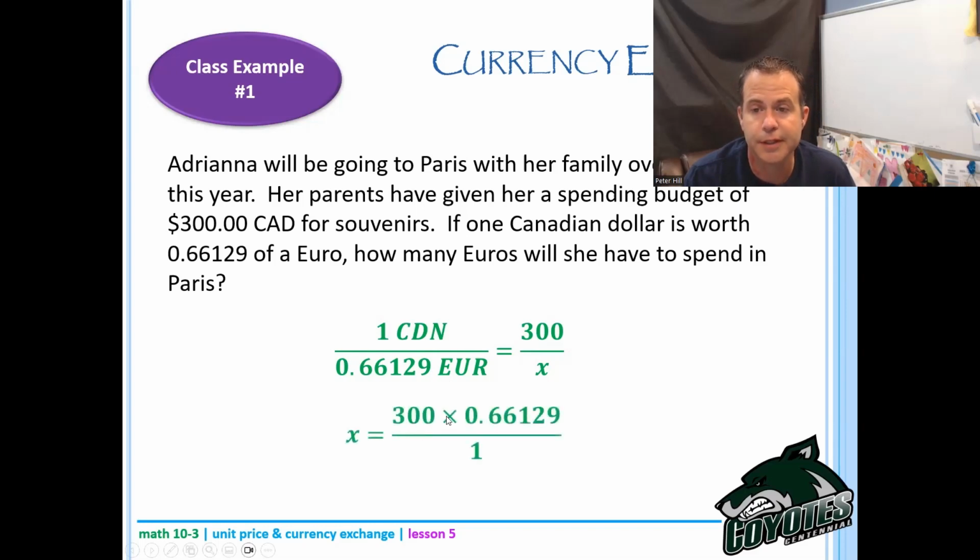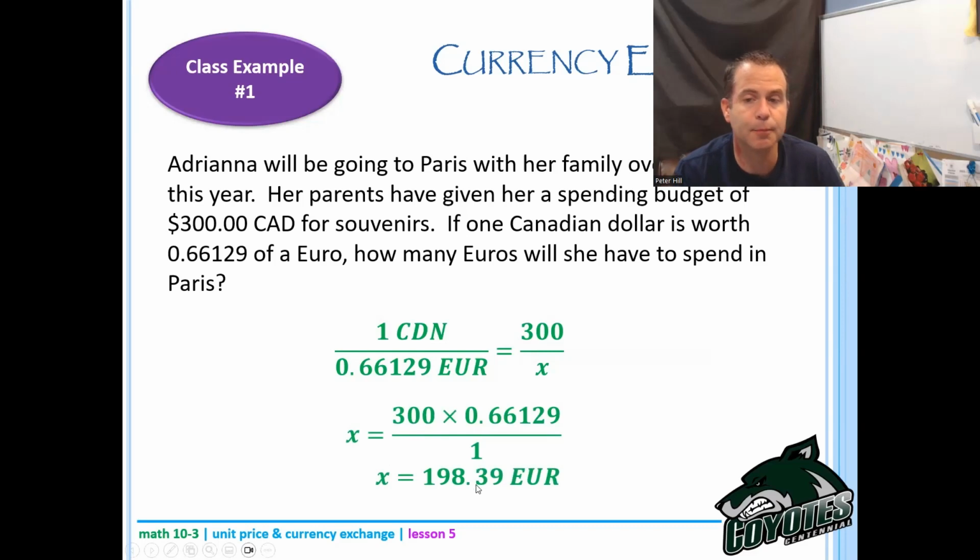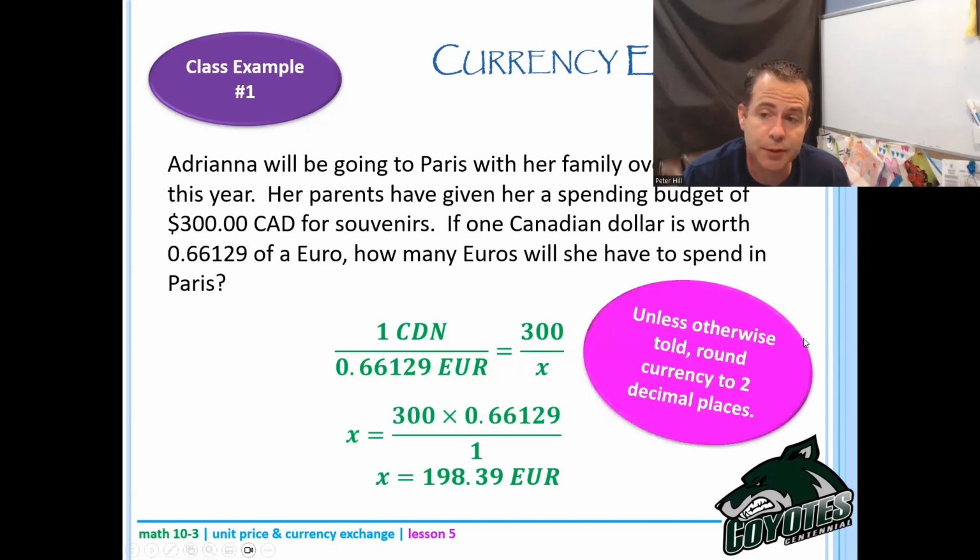So 300, I times it by 0.66129, and then I divide it by 1 if you want to see the process there. But remember, dividing by 1 doesn't actually do anything. Okay, and that gives me 198.39 of a euro. Awesome. All right. So unless otherwise told, round currency to 2 decimal places, just like we talked about when I was showing you the conversion on the internet.